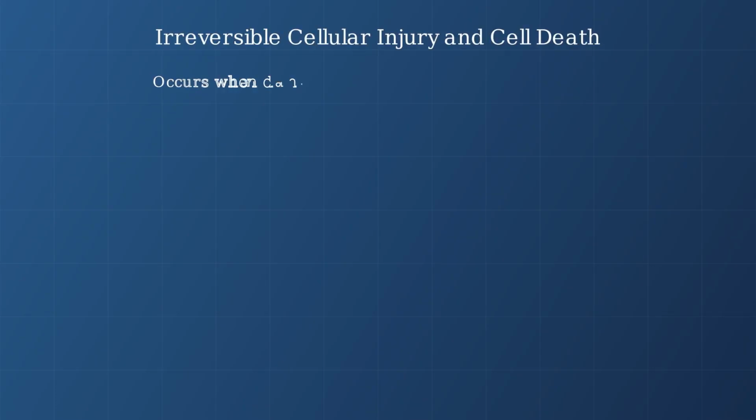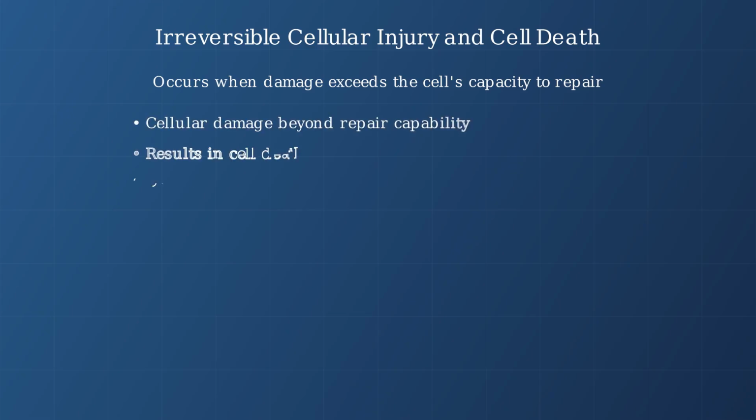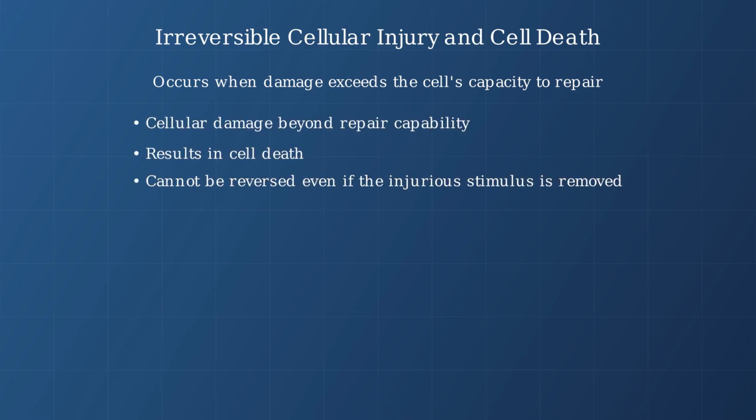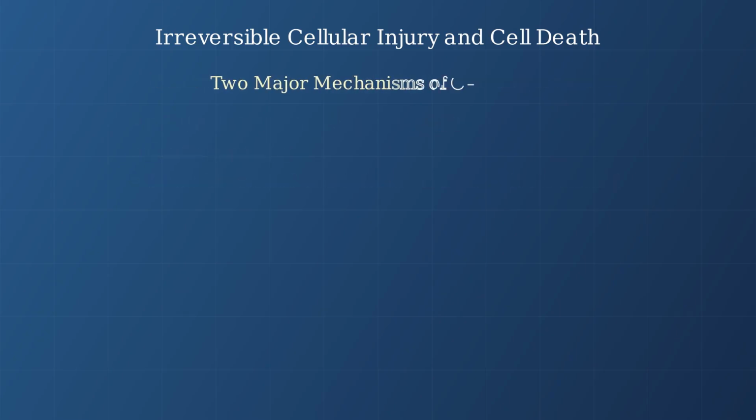Irreversible cellular injury occurs when damage exceeds the cell's repair capacity, leading to cell death. These changes cannot be reversed even if the original injurious stimulus is removed. There are two major mechanisms of cell death: necrosis and apoptosis. These processes differ significantly in their causes, characteristics, and consequences for surrounding tissue.